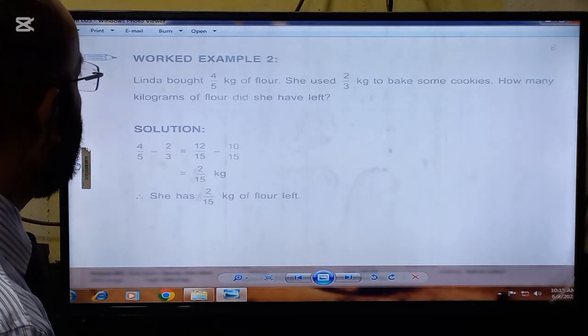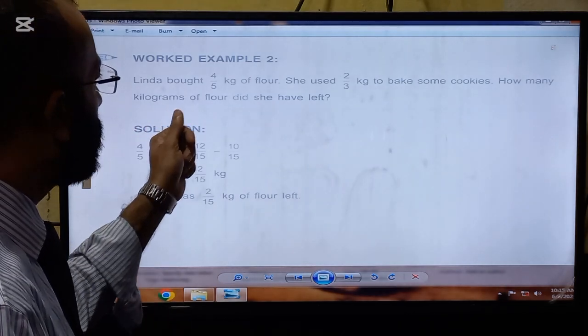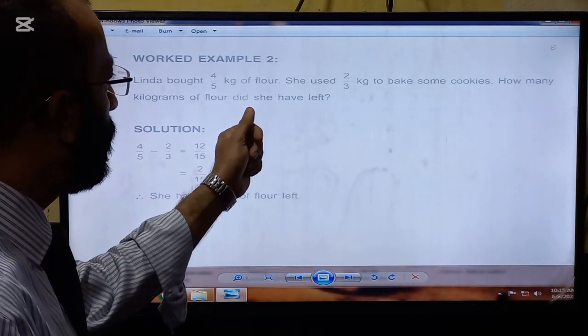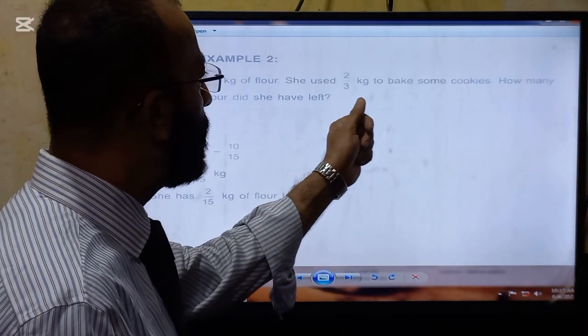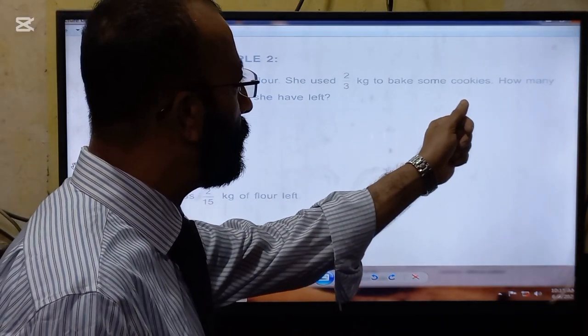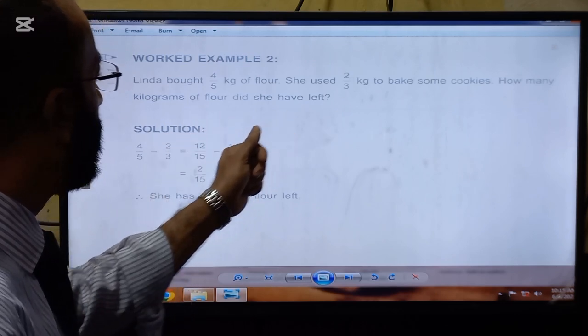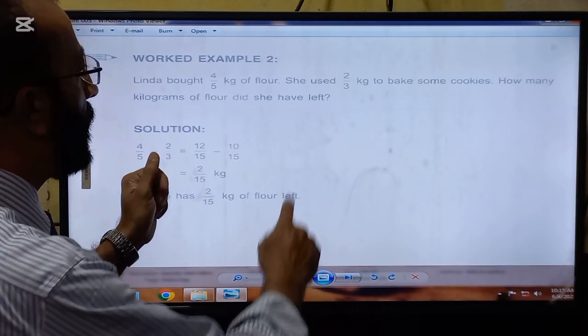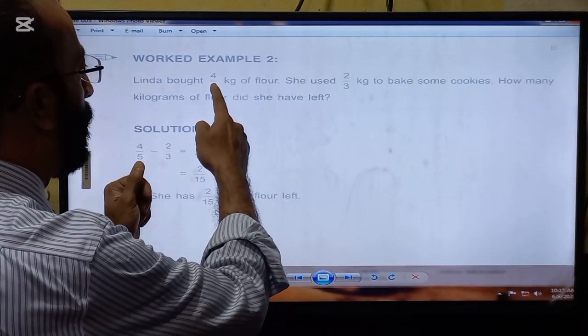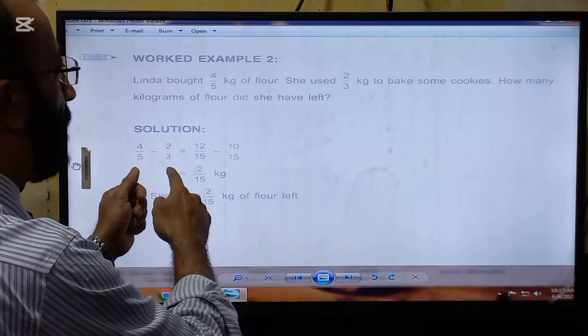The statement of the next question is Linda bought 4 by 5 kg of flour. She used 2 by 3 kg of it to bake some cookies. How many kg of flour did she have left? So quite obviously this number will be subtracted from this number. So 4 by 5 minus 2 by 3.